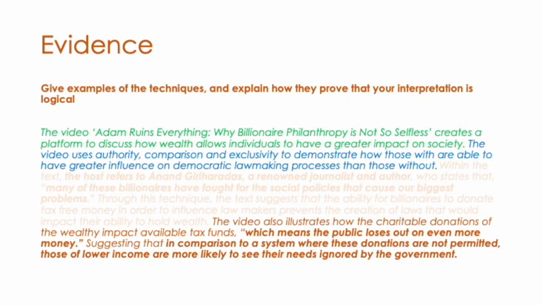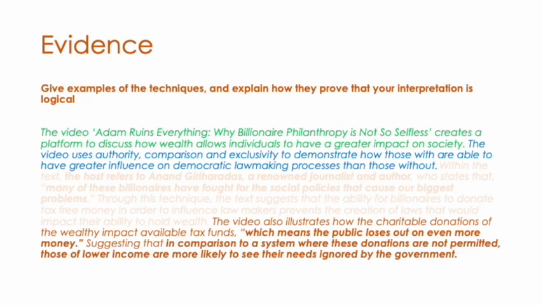I do the same thing for the second piece of evidence. I write, "The video also illustrates how the charitable donations of the wealthy impact available tax funds, which means the public loses out on even more money." So notice how, rather than creating a separate sentence saying "in the text we hear," I've just integrated that quote so it's smooth and flowing, suggesting that in comparison to a system where these donations are not permitted, those of lower income are more likely to see their needs ignored by the government.